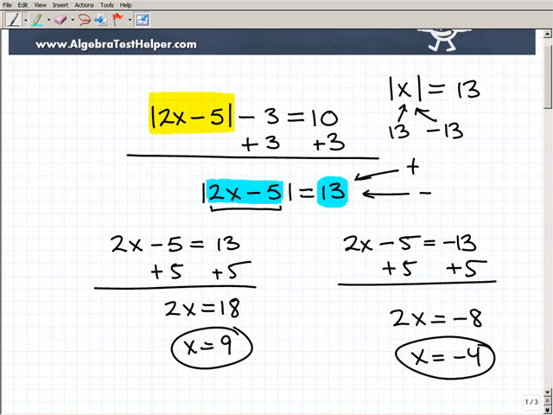Anyways, just a quick example on how to do these absolute value equations. Hopefully this helps you out. Pretty straightforward. These steps are going to remain the same. So if you understand this problem, you should be fine with other absolute value equation problems.